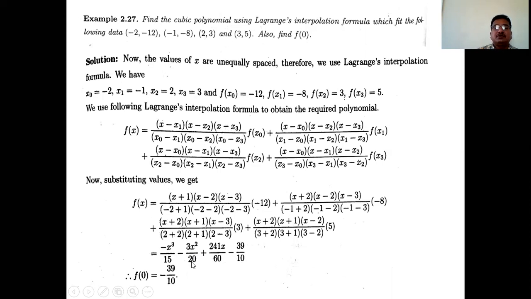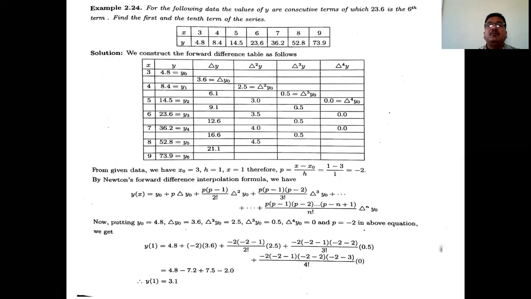Suppose you substitute x equal to 2 and find the answer, and substitute x equal to 3 and check that the answer is 5 or nearest to 5, then your answer is right. Then find f of 0. The question is to find f of 0. By substituting x equal to 0, we get this answer, -39/10. So these are the problems of fitting a polynomial by using Lagrange's interpolation formula.